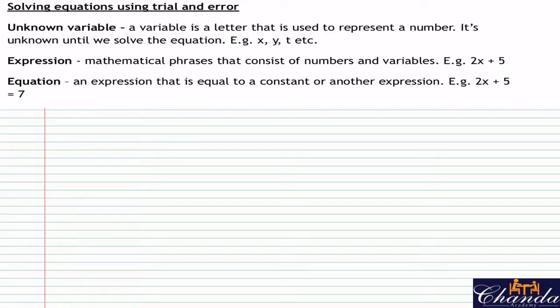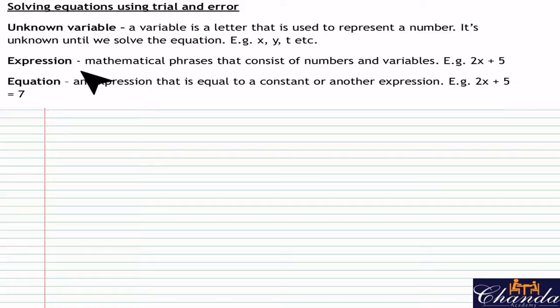Another thing that you'll come across is the word expression. It is basically a mathematical phrase that consists of numbers and variables. For example, 2x plus 5 is an expression. An equation, on the other hand, is when an expression is equal to another expression or a constant. For example, 2x plus 5 equals 7. So that right there is an equation. When there's an equal sign, it's an equation. When there's no equal sign, it's called an expression.